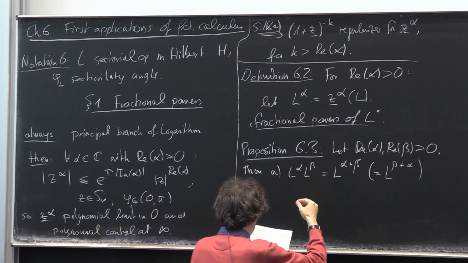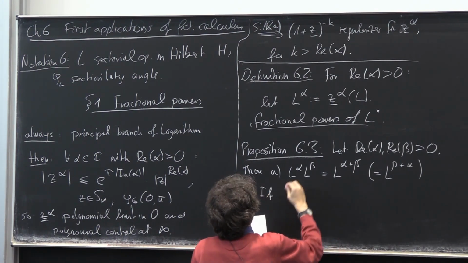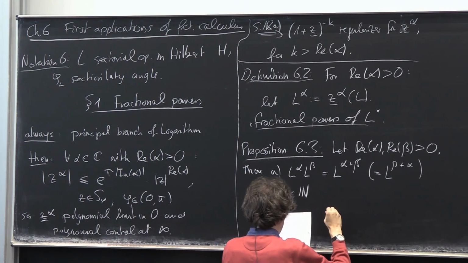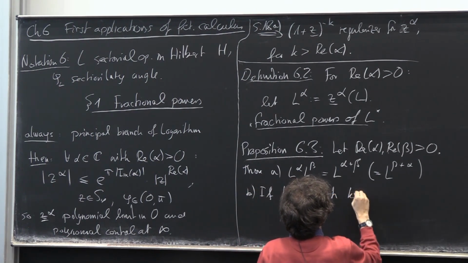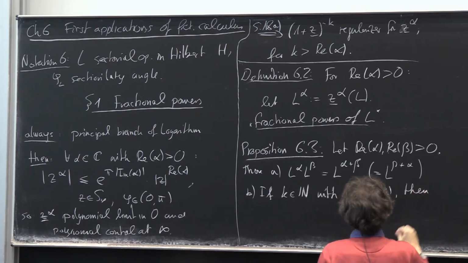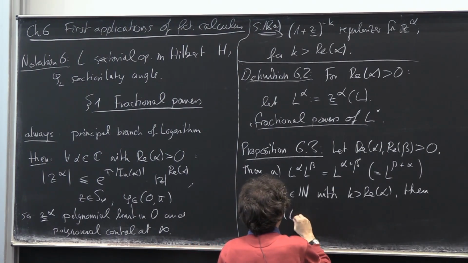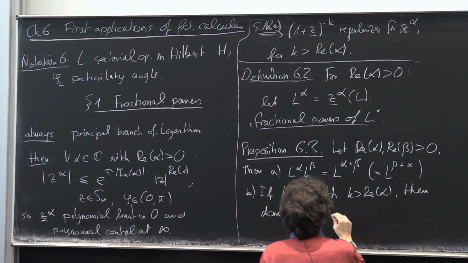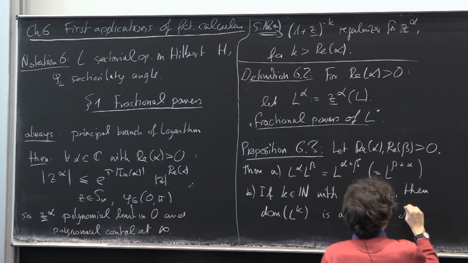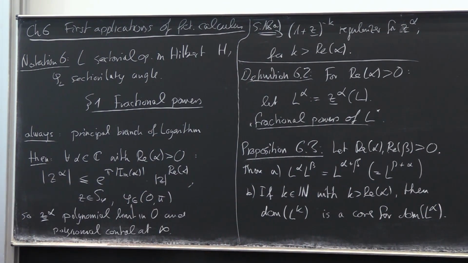And then there is a second part of this proposition which is about the domains of these operators. So if you take the k large enough to have a regularizer up there, so if you take a k in n that is bigger than the real part of alpha, then I claim that the domain of L^k is a core for the domain of L to the alpha. So it's a subset of the domain of L^alpha, and it's dense in the graph norm.